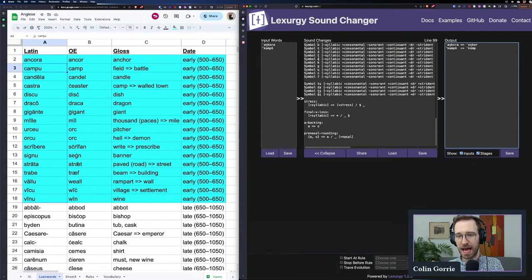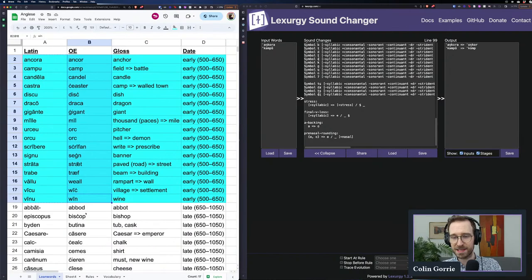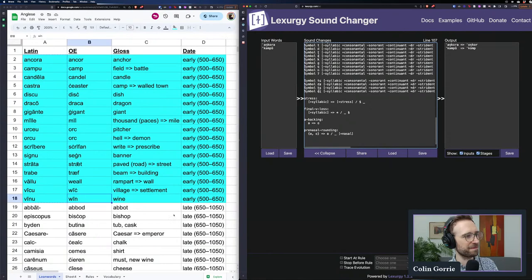And what I like about this is we have a known input, the Latin. We have a known output, the Old English loan words, and we have a set of test cases. So all we have to do is make the rules work such that the test cases all pass. This does feel a lot like writing software in a way. We have our test cases. We need to make sure they all pass. And how do we do that? We write code.